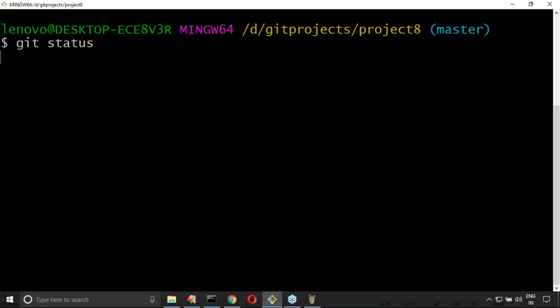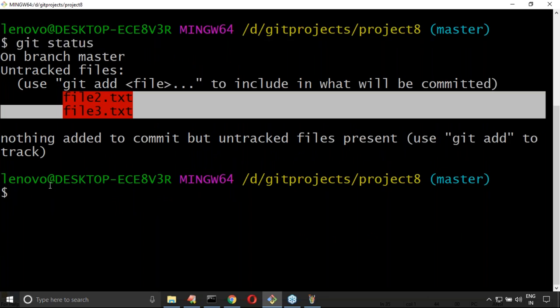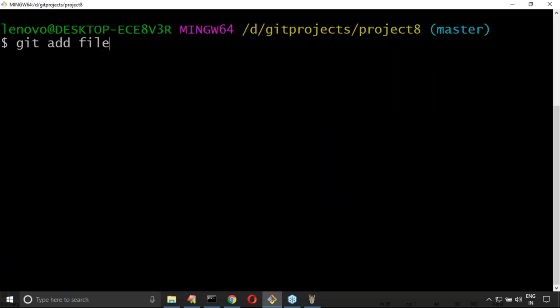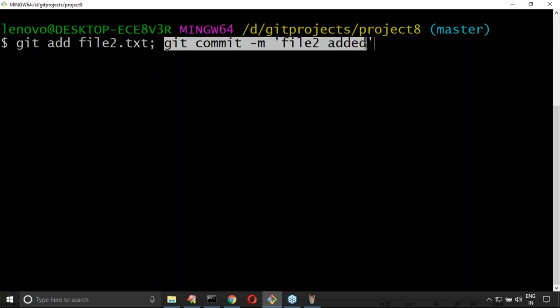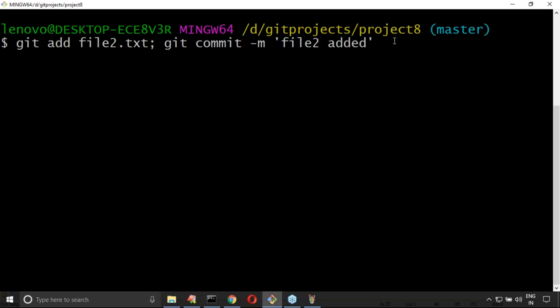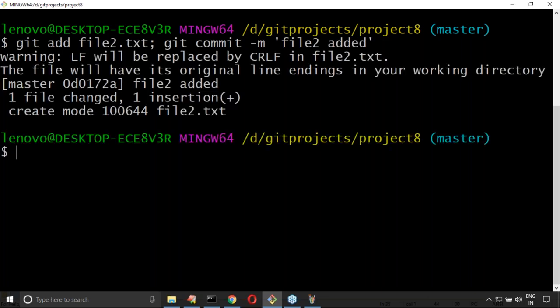If I use git status, still these two files are in untracked mode only. No problem at all. git add file2.txt. Next, git commit -m "file2 added". Have you remembered in our Linux sessions I told multiple commands in a single line you can execute? There are two ways available: semicolon and double ampersand. I explained very clearly in our Linux sessions. The people who don't know about Linux, better to listen to the Linux videos.